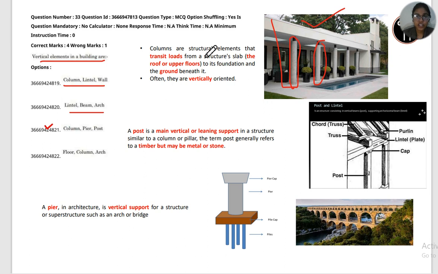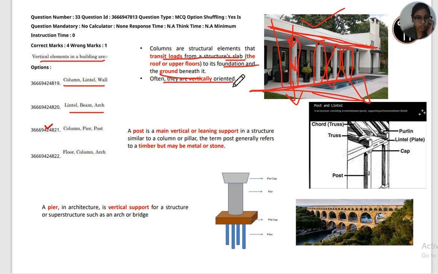Columns are structural elements that transmit load from a structural slab. So these are your columns, these are your structural elements, and their work is to transmit the load from the structural slab. This horizontal part is your slab, and the column functions as the main element which transmits the load of the slab to its foundation and the ground beneath it. So this is the function of the column. And the important thing is they are often vertically oriented, not horizontally oriented.